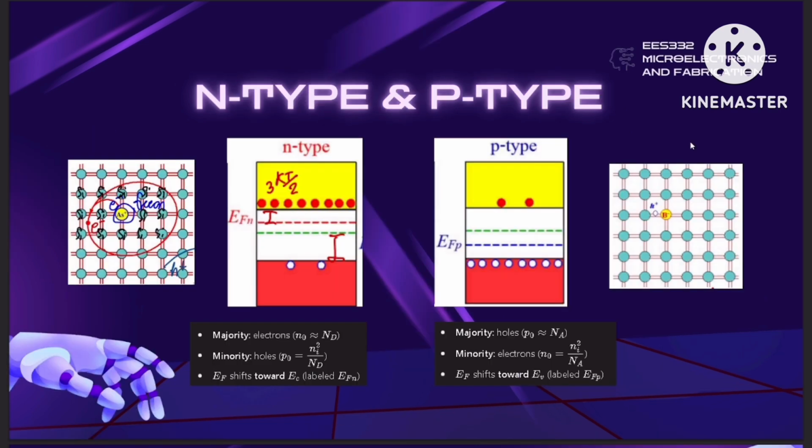In N-type, donors supply extra electrons. Electrons are the majority, holes the minority. EF shifts toward Ec. In P-type, acceptors create holes, which are the majority, electrons are the minority, and EF shifts toward Ev. Doping changes n, p and EF, but the band gap Eg remains essentially constant.